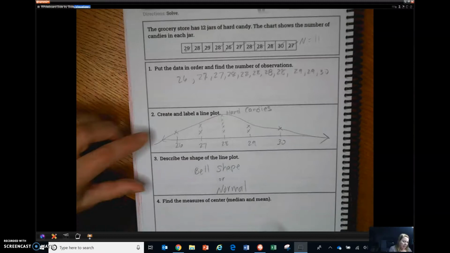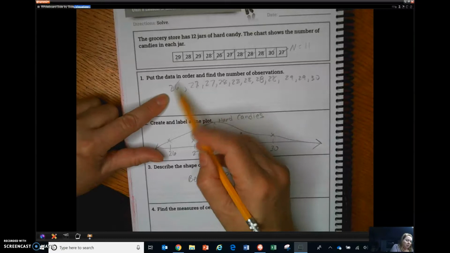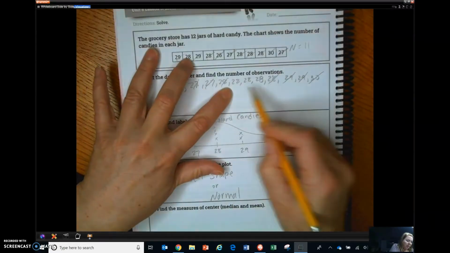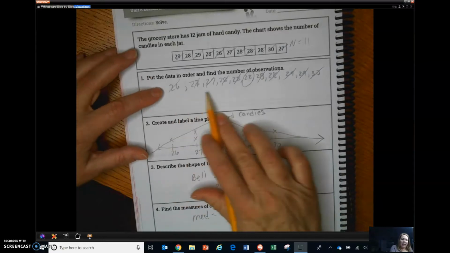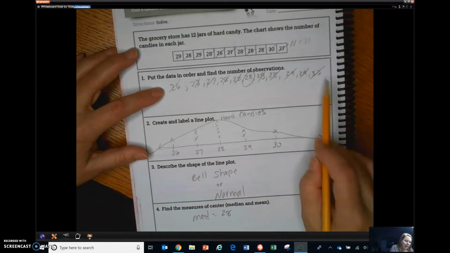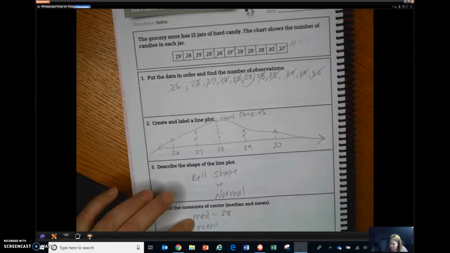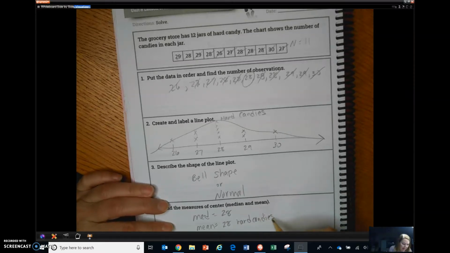Find the measures. So now I'm going to do the one that's got the middle, the median. Low, high, low, high, low, high, low, high, low, high. And the median equals 28. And then if you were to add all those numbers up and divide by 11, you would get the mean equals 28 also. 28 hard candies.